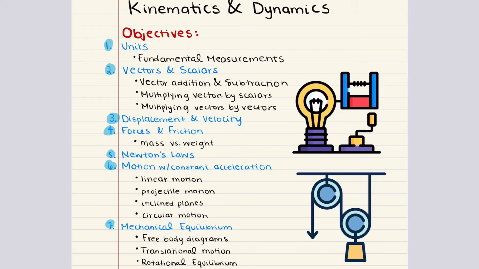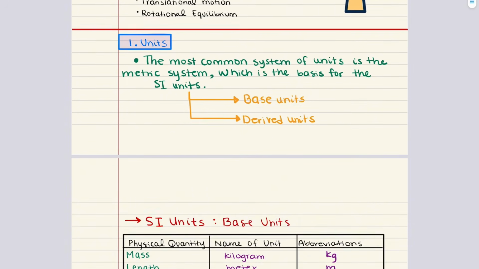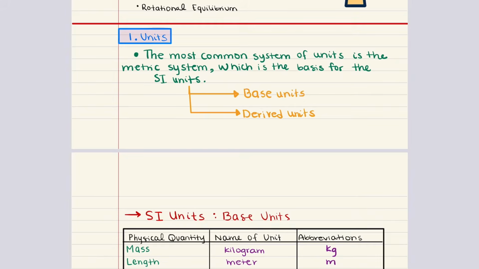So that's going to be all of the objectives we're going to cover in this chapter. It's a lot, but we're going to take it one topic at a time. Our first objective is units.